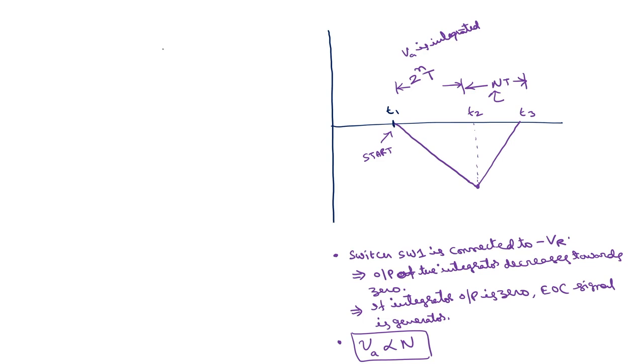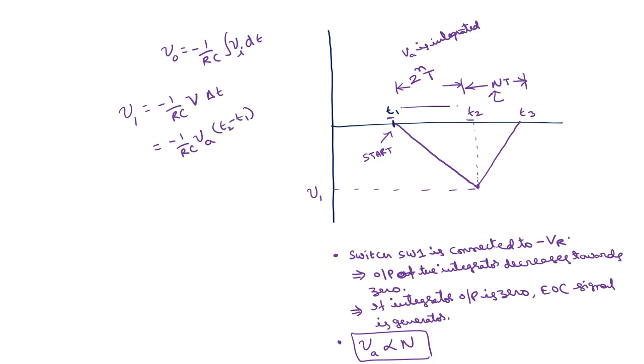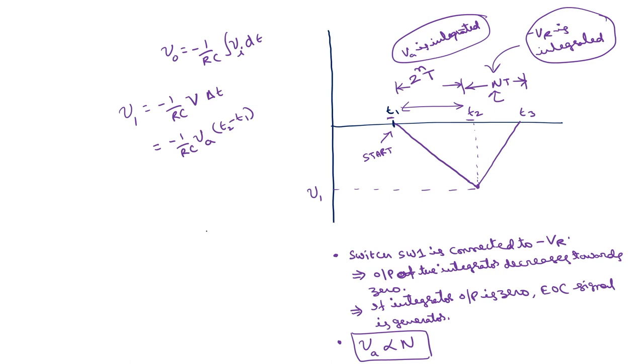How to show this? We know that the output of the integrator is equal to minus 1 by RC integral VI dt. If I assume that this is V1, then V1 is equal to minus 1 by RC, with V at different intervals, delta T. If I consider this delta T from T1 to T2, V will be VA. So V1 is equal to minus 1 by RC VA times T2 minus T1. Between this interval VA is integrated, and between this interval minus VR is integrated. So this is one expression.